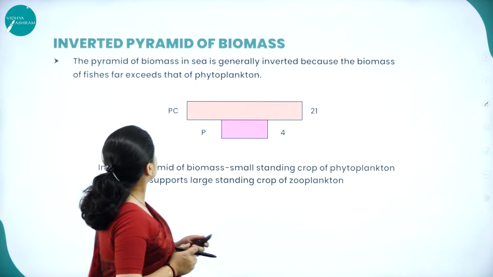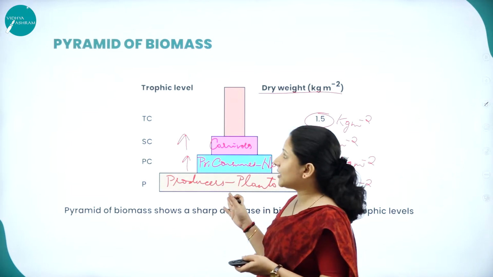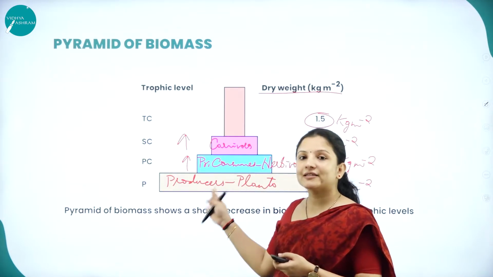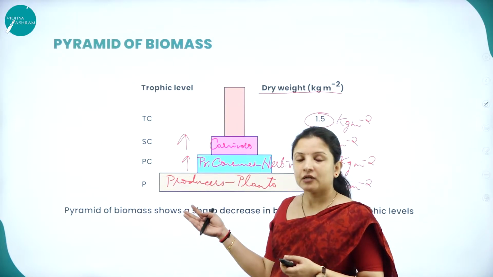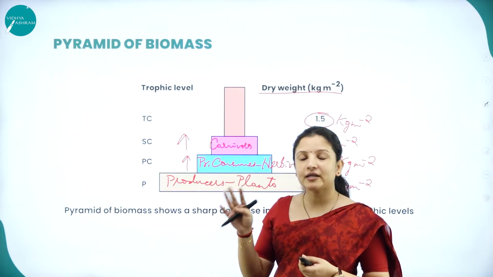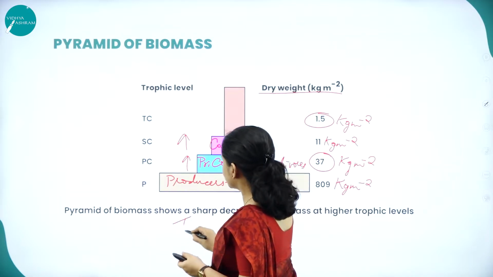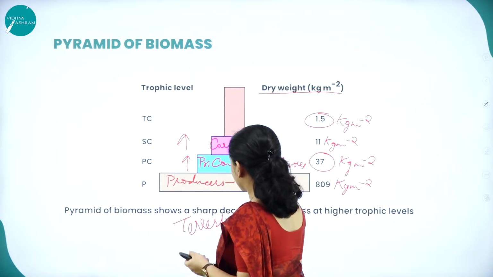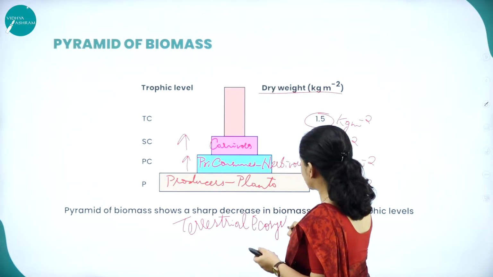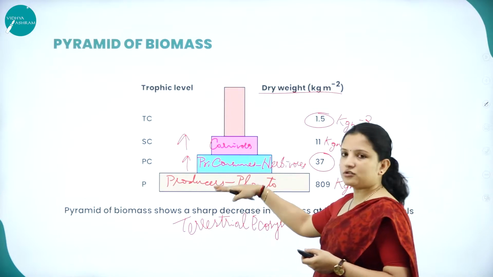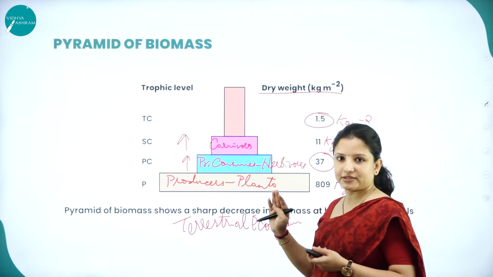Next, moving on to the inverted pyramid of biomass. Again, the previous example that I took was of terrestrial organisms, that is land, but it is different in the case of water. So, the pyramid of biomass in an aquatic ecosystem is different when compared to a terrestrial ecosystem. This was the example we took of a terrestrial ecosystem. In a terrestrial ecosystem, it is a straight pyramid wherein the lower level is occupied by the producers and next primary consumers, secondary consumers, tertiary consumers, like that.